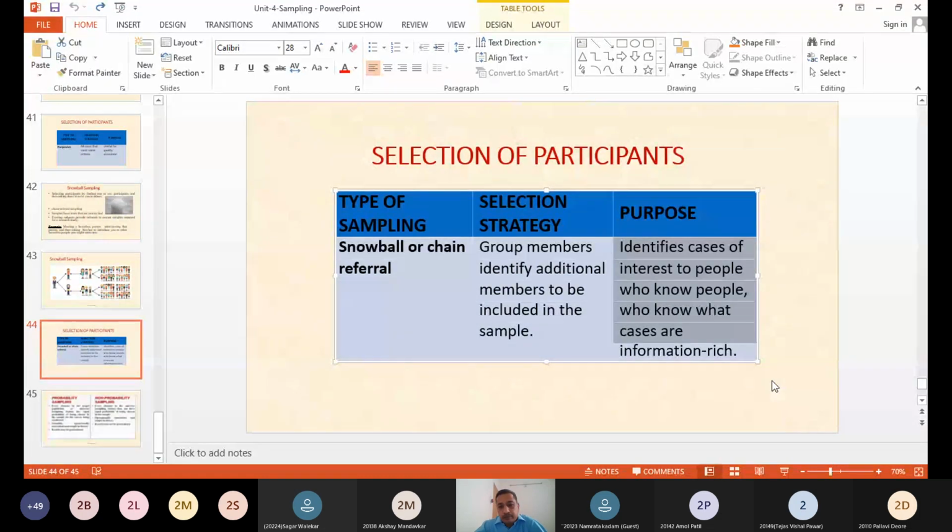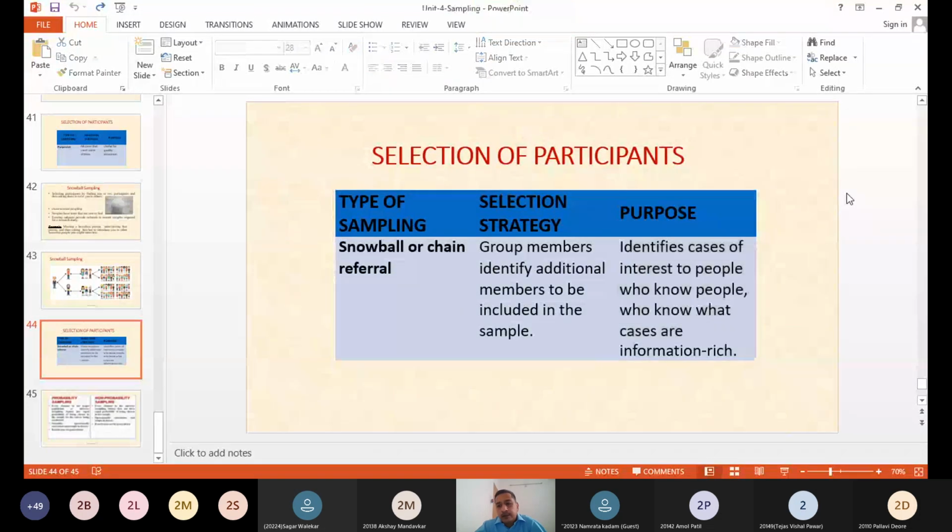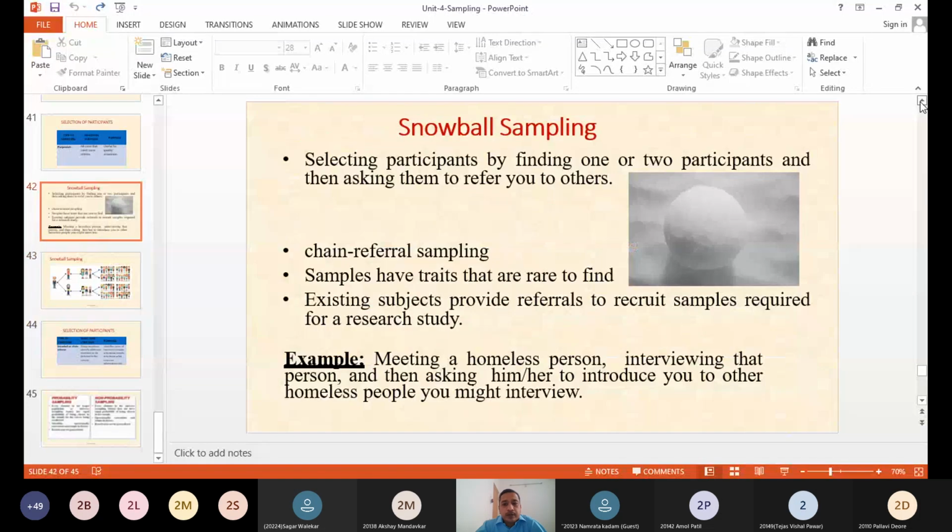So this sampling method, wherein the researcher goes on including samples as he contacts different respondents and takes the contact details of other individuals similar to them, where the population is not known and is based on certain rare characteristics, is called snowball sampling.